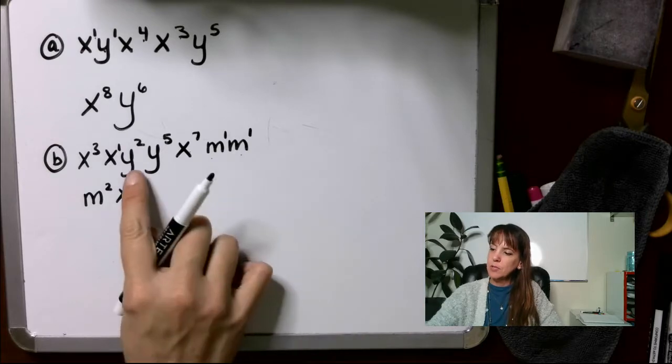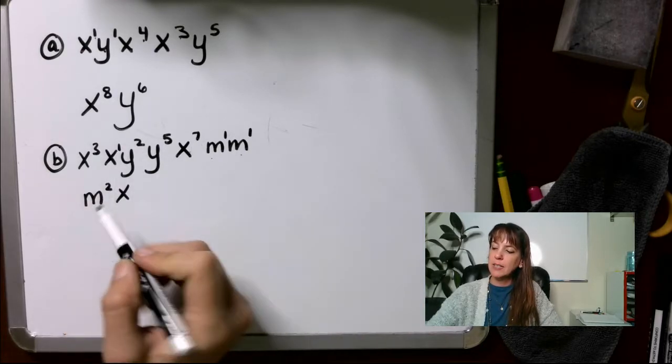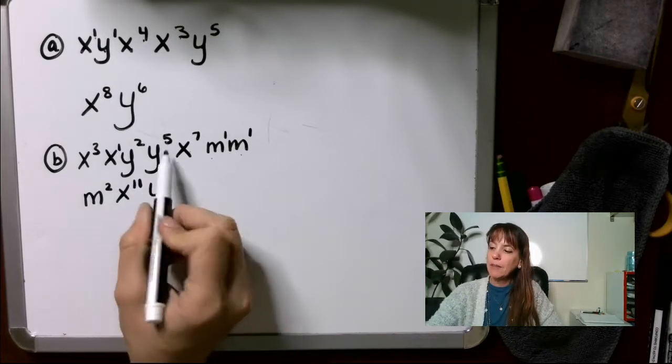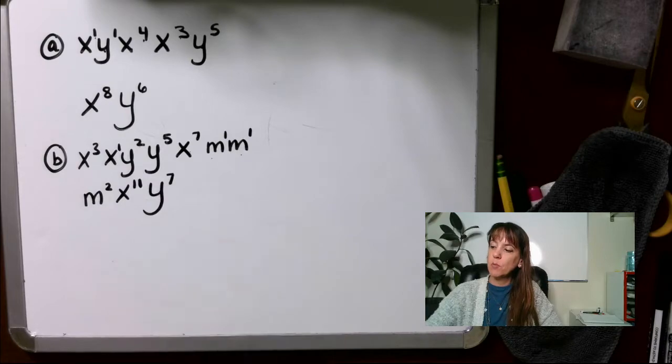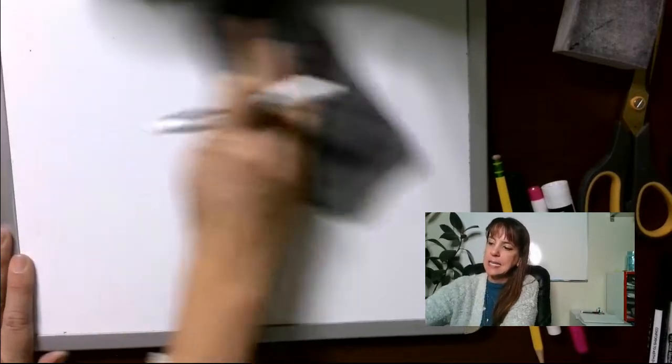Oh, nope. Did you see I miscounted? 3, 4, and 7 is 11 x's. 11 x's. Y, 5, 6, 7. We have 7 y's here. Okay? All right, let's talk about C and D.